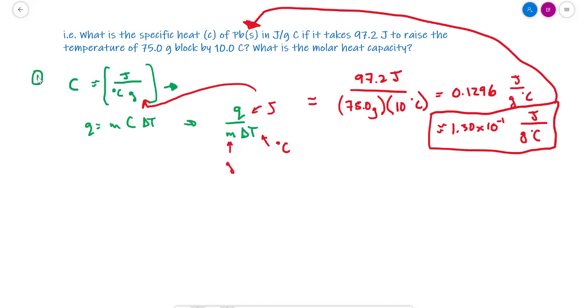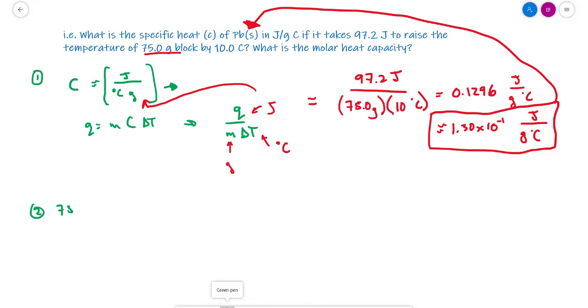Once we know that for lead, it doesn't matter if we have a 75-gram block or a 1,000,000-ton slab of lead. The heat capacity is still going to be 0.13 joules for every gram of it to get it to raise up by 1 degree C. So if we want to convert that to molar heat capacity, all we need to do is convert the 75 grams of lead to moles of lead, and everything else is the same.